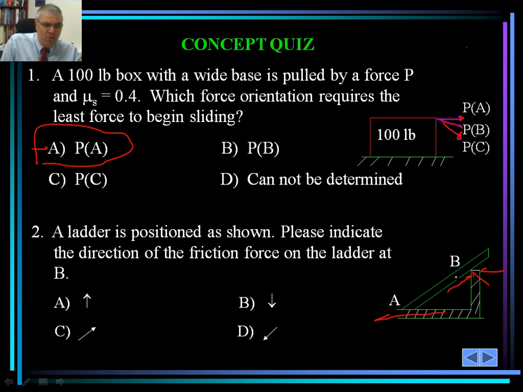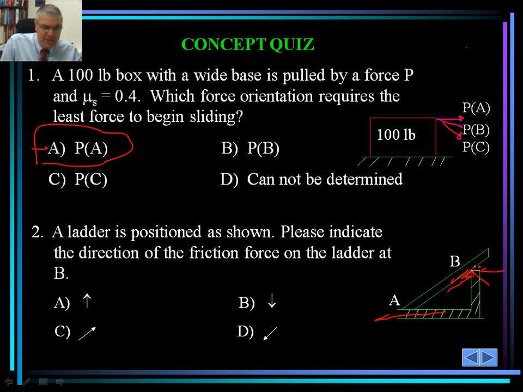Point B is going to move downward in this direction, and the friction force would act at a direction opposing the movement, the direction of the movement of B.